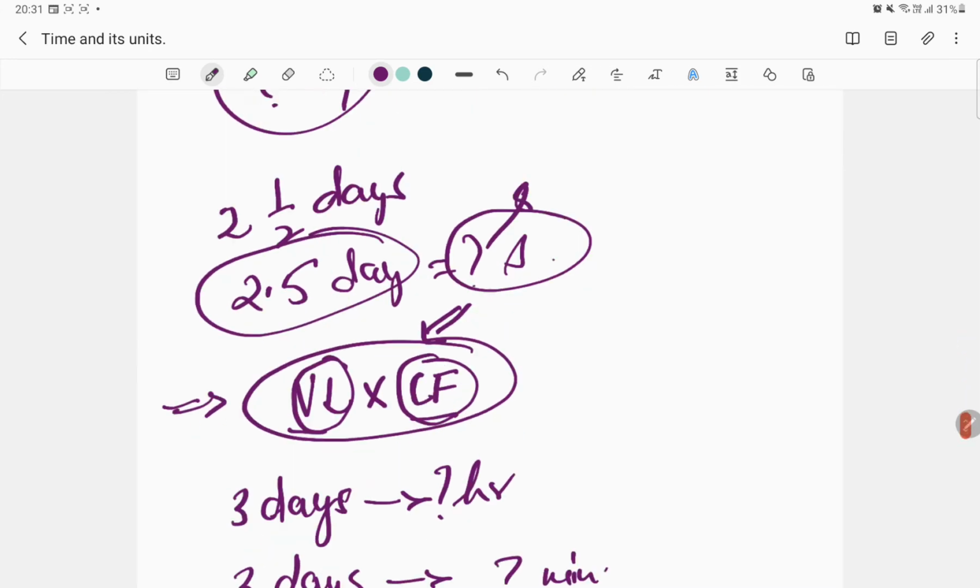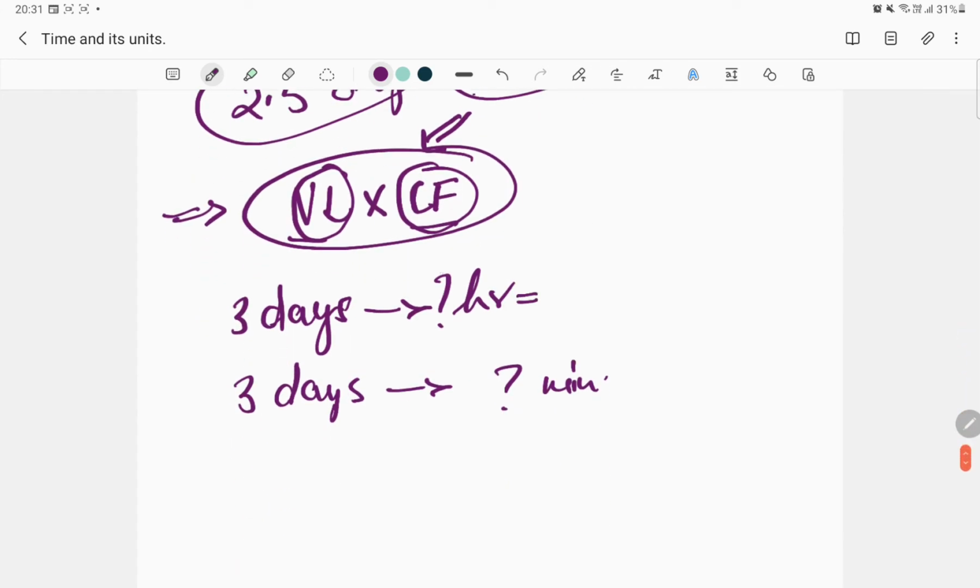So let us look at the first problem. 3 days is how many hours? According to the formula, what is the value of the larger unit here? Between days and hours, days is the larger unit and the value is 3. So I simply write 3 and multiply it by the conversion factor. Now what is the conversion factor that I can use here?